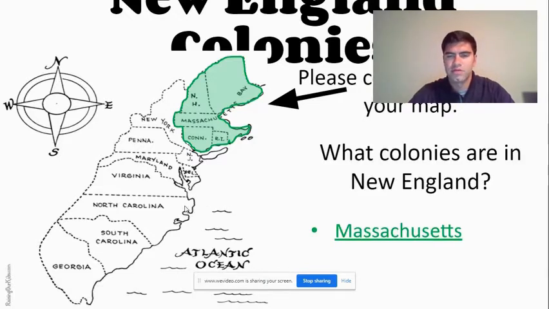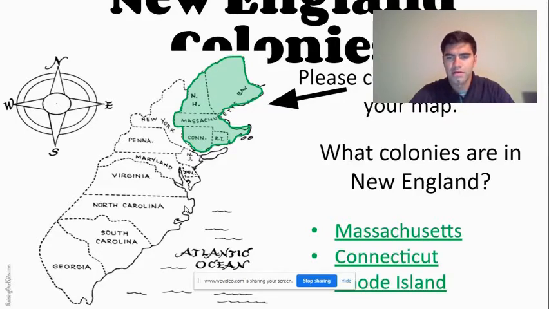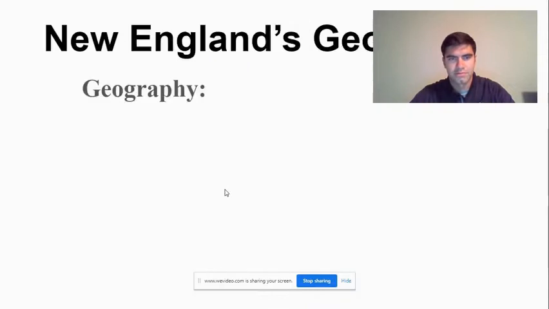It contains the colonies of Massachusetts, Connecticut, Rhode Island, and New Hampshire. So Massachusetts is right here. The Massachusetts colony contains the modern-day state of Maine, so important to note that. New Hampshire is right here. Rhode Island, the smallest of the 13 colonies, and Connecticut, which is located right there.